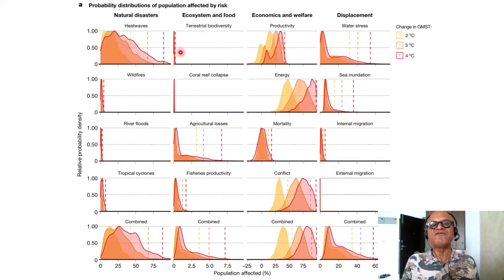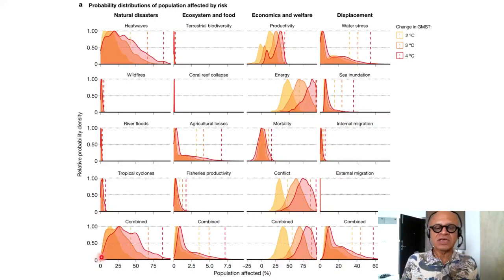Similarly, ecosystem and food, terrestrial biodiversity, which have massive spikes, whereas economics and welfare and productivity have lots of increased exposure of people to these losses. Displacements in terms of water stress. So with warming, you can see already with the middle of the line, 3 degrees C warming, it's going to be as bad as 4 degrees C warming. River floods, agricultural losses, mortality, internal migrations, conflicts.